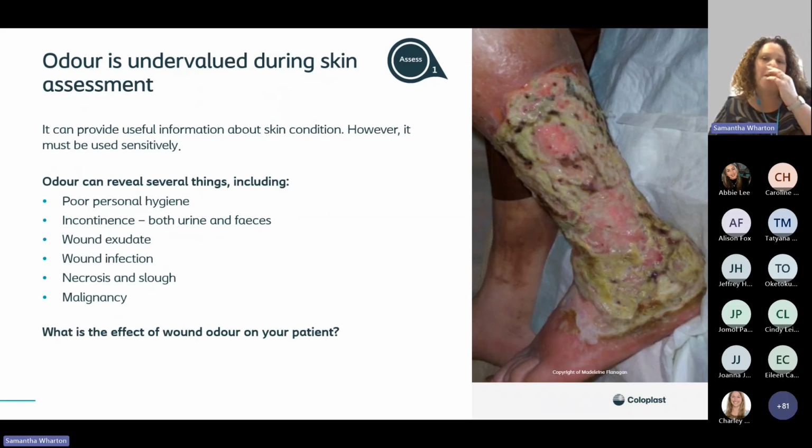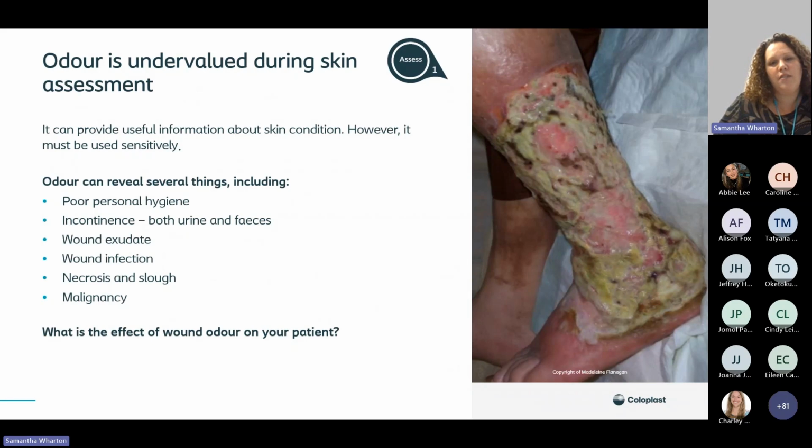It can also give you some ideas on what's happening with their own hygiene. So patients in leg dressings, sometimes you'll see urine that's on them, and you just need to sensitively have that conversation if they're struggling to get to the toilet.